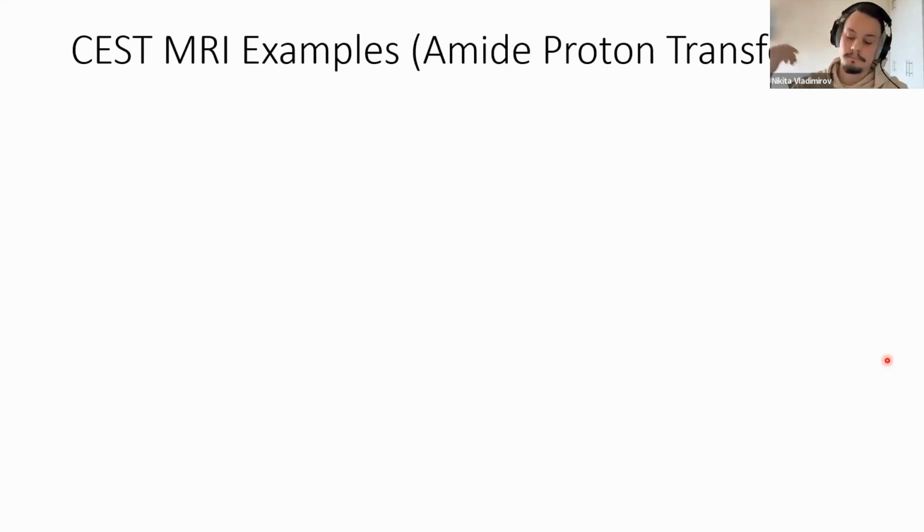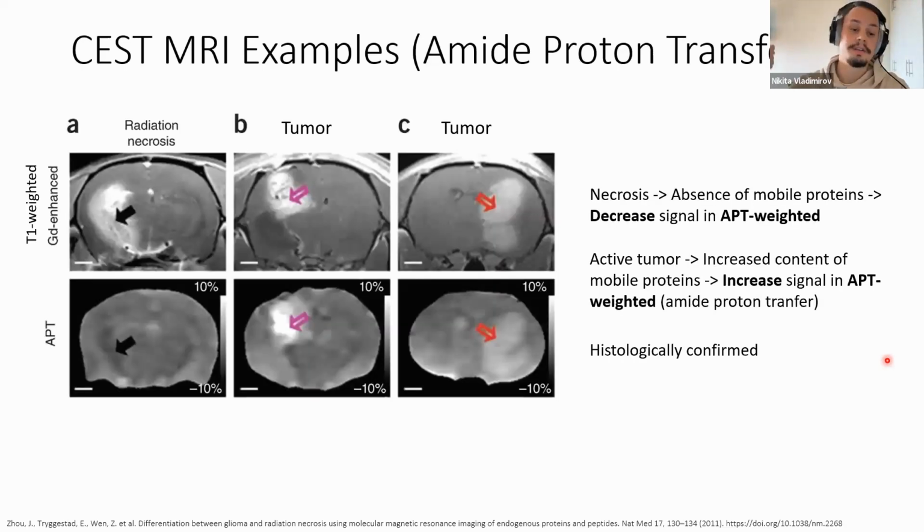The first one corresponds to APT imaging, amide proton transfer weighted images. Here's one of the first works in APT weighted imaging. Here you can see 3 sets of images. First is a T1 weighted gadolinium enhanced image, so it's common MRI, and then APT weighted images. In all cases, we see increased signal intensity. So we suspect that all of them are tumor. But on the APT, in this area we can see a decrease in signal, while in the other 2 cases, we see an increase in signal.